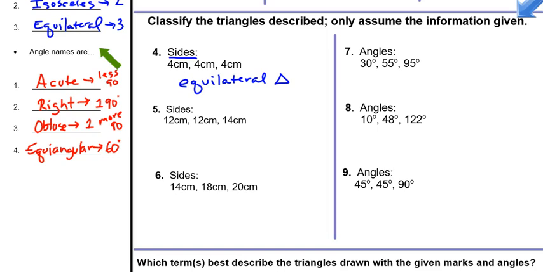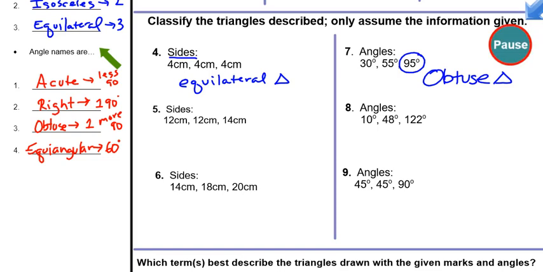Let's jump over to question 7. Now they're going to tell us about the angles, and the angles are 30, 55, and 95. So only given that information, what can we conclude? And this guy right here, the 95, is the dead giveaway. That makes this an obtuse triangle. Now what I want you to do is just pause where we are, go ahead and fill in these next 4 review questions, and then I'm going to come back in just a minute and show you some answers.